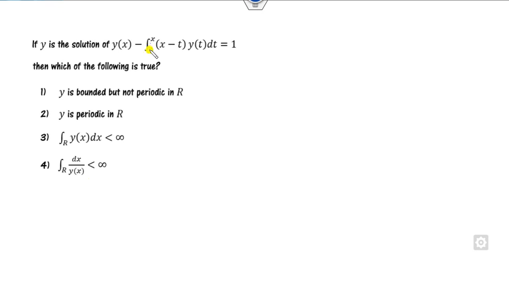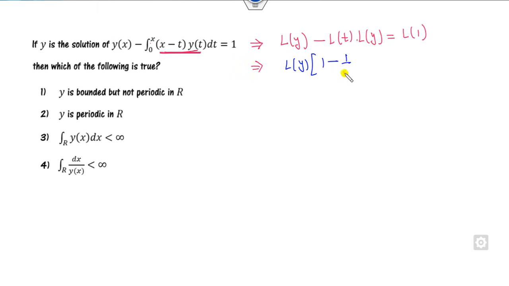Again, you can see the limits are from 0 to t, so I can take the Laplace transformation on this. So Laplace of the y, again this is the convolution, so minus Laplace of the t, Laplace of the y, Laplace of the 1. What is the Laplace of the t? I can take this as common, 1 minus 1 by s square. Laplace of this is 1 by s.